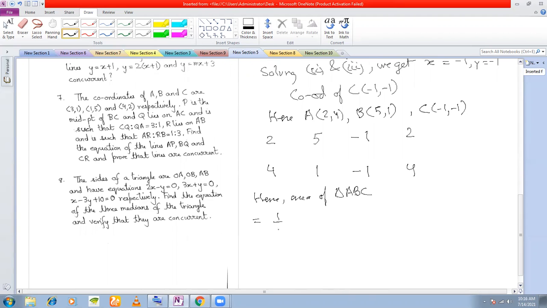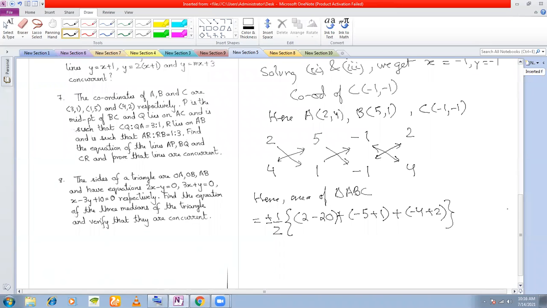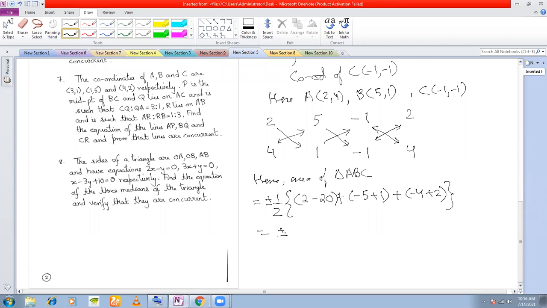So hence the area of triangle ABC is equal to plus or minus half of, first you multiply this, 2 minus 20, plus, now you multiply these two, you get -5 plus 1. Okay, now you multiply these two, plus -4 plus 2. Okay, so you get plus or minus half of, you simplify this within the brackets, you'll get -24, which is equal to plus or minus of -12.